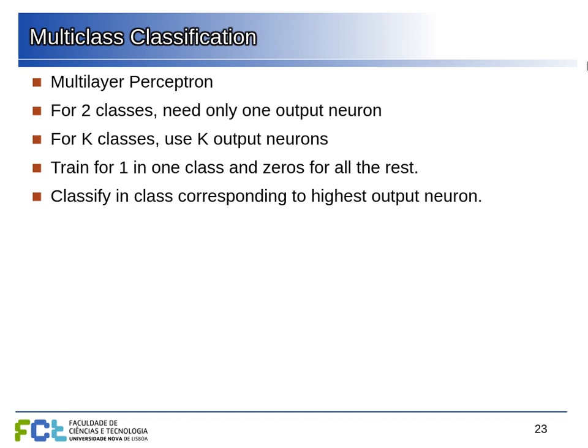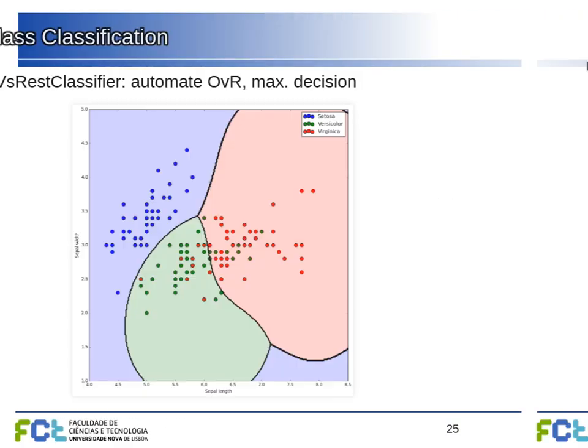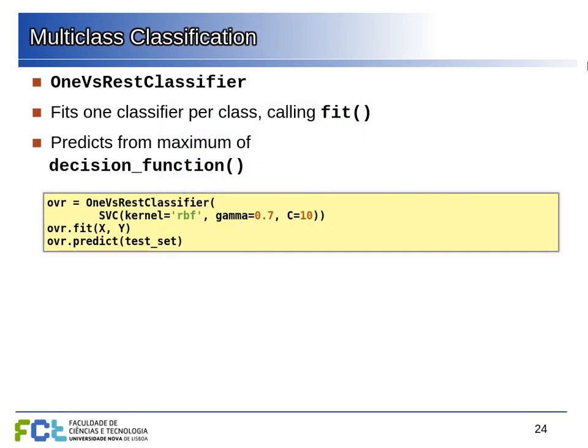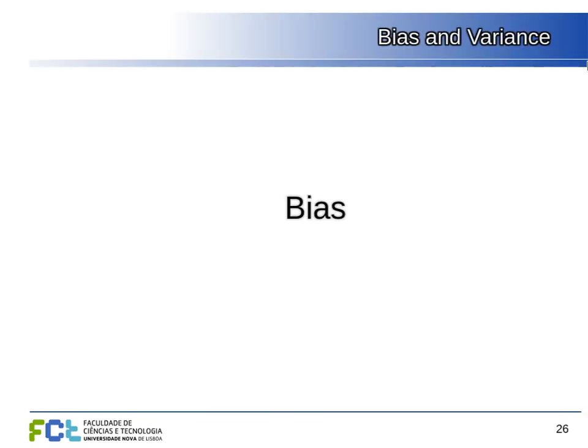So in essence, if you have binary classifiers that don't do multiple classes, you can do something like one versus rest if you have access to the decision function, or you can use classifiers that naturally handle multiple classes. Okay? This is just an example of using the one versus rest classifier with a support vector machine on this data set, and these are the 3 regions the one versus rest classifier can identify.